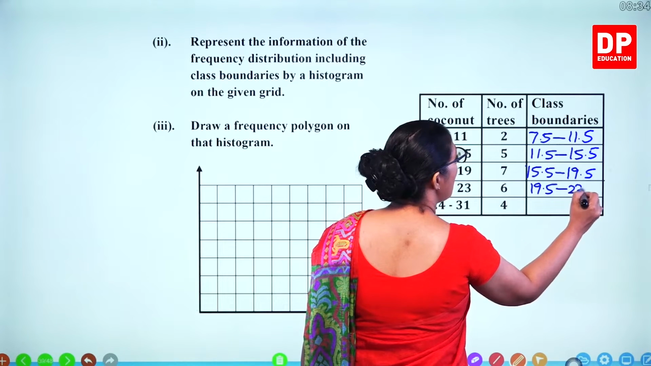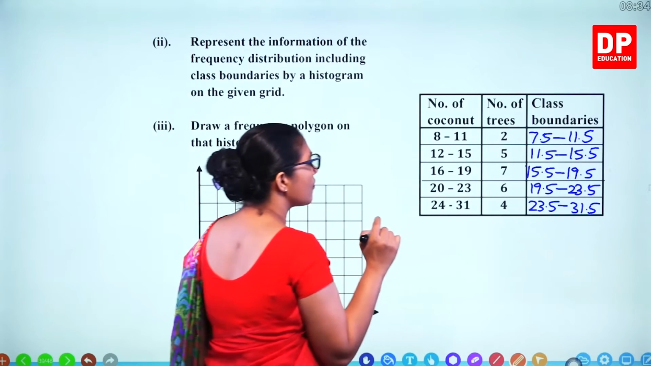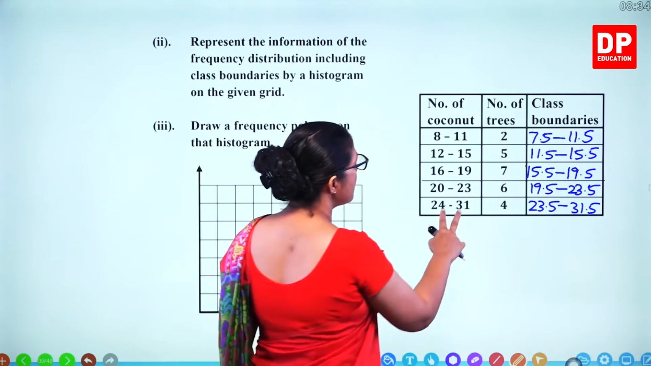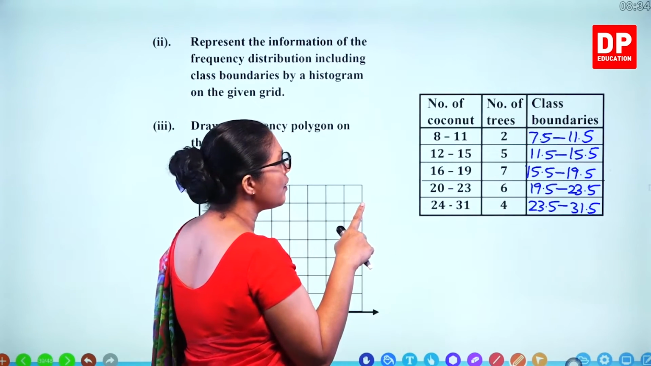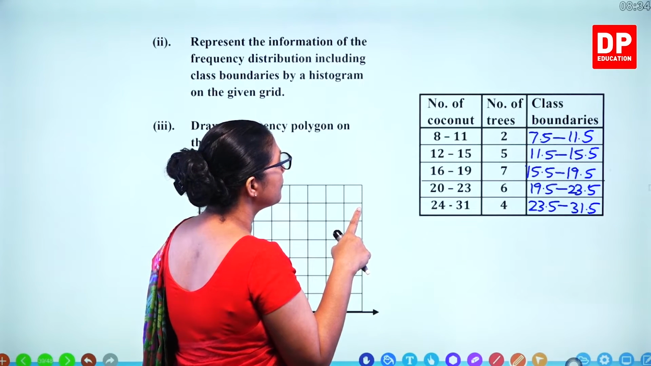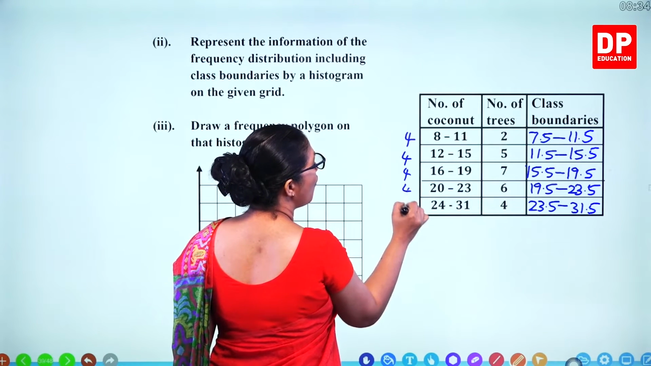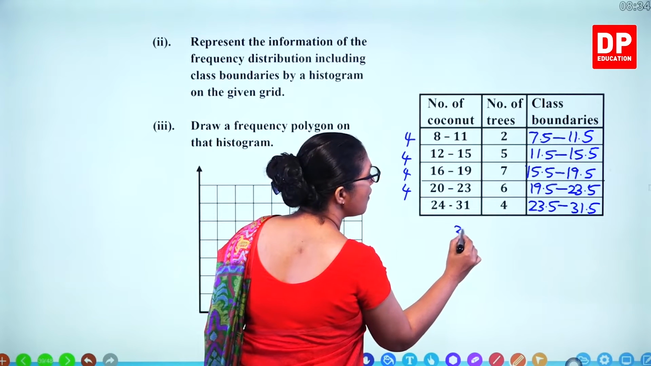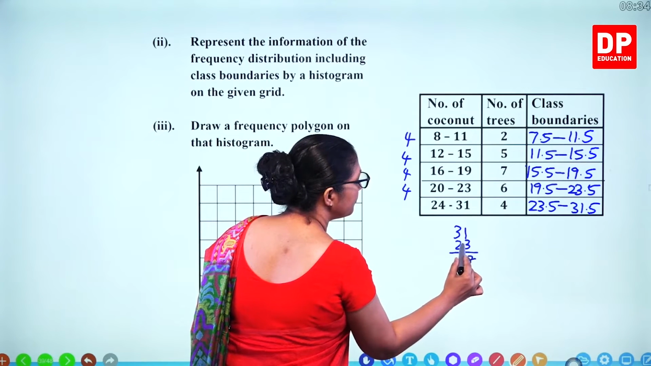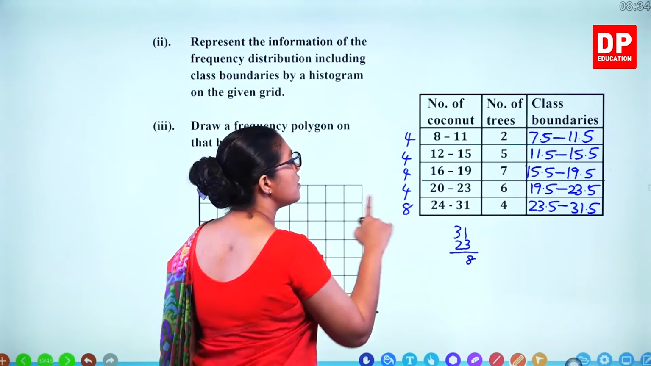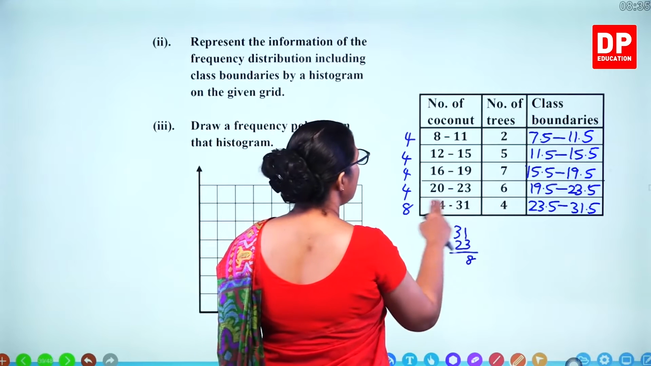Just check whether all the widths are the same. 11.5 minus 7.5, you get 4, and all the other widths are 4, 4, 4, 4. But here, what's this one? 31.5 minus 23.5, the 0.5 gets cancelled out, that's 8. So this one is not the same. Make sure that you divide, only for this interval.